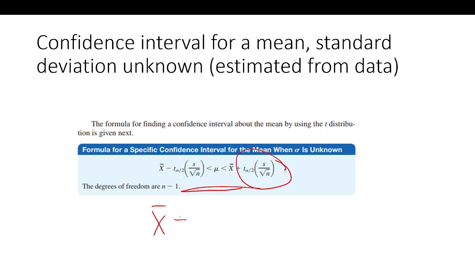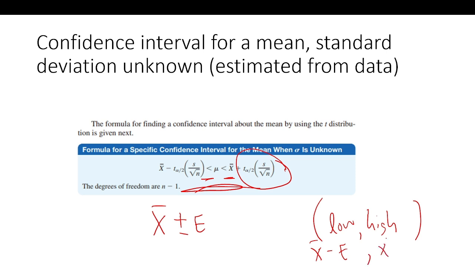Now, this is written as what's called a compound inequality. I don't particularly love these things with the double inequality symbols. I typically write my intervals as low end, high end. That's just me. The other way to do that is the plus minus. So this is x bar minus E, x bar plus E. Okay. This is the compound inequality symbol thing. I don't particularly like these algebra-esque ways of doing things.